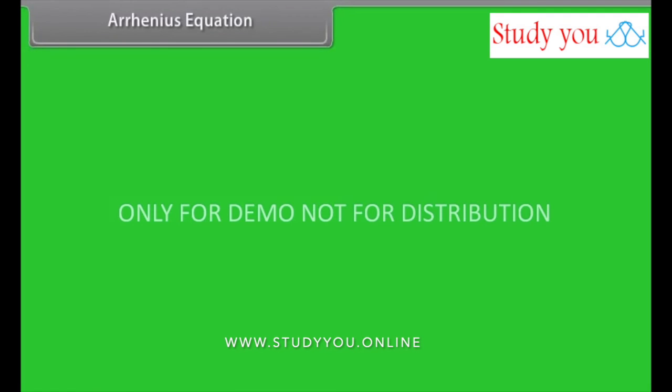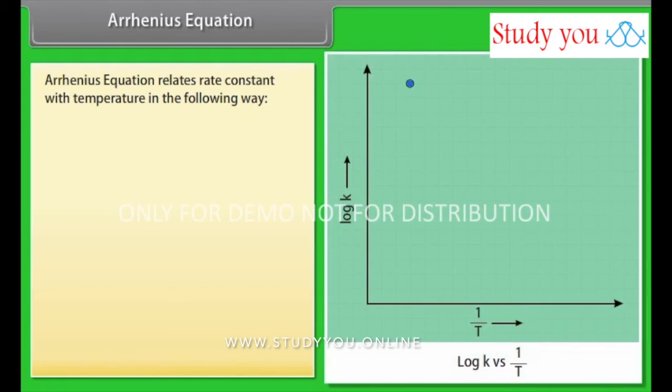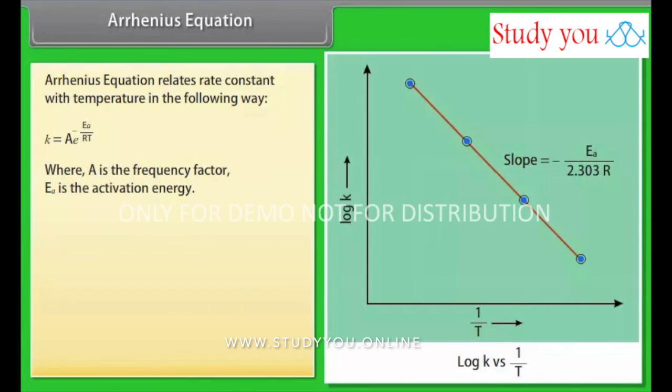Arrhenius equation. Arrhenius equation relates rate constant with temperature as k = A e^(-Ea/RT), where A is the frequency factor and Ea is the activation energy. Taking natural log on both sides, we get ln k = ln A - Ea/RT.